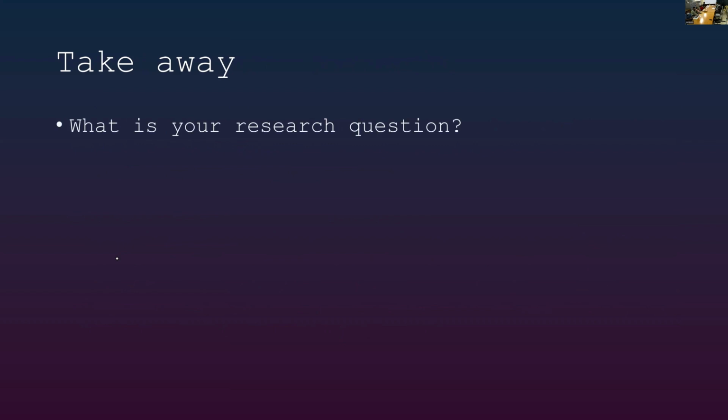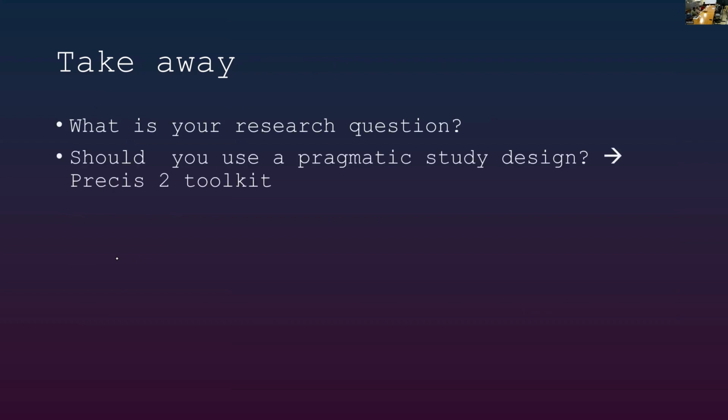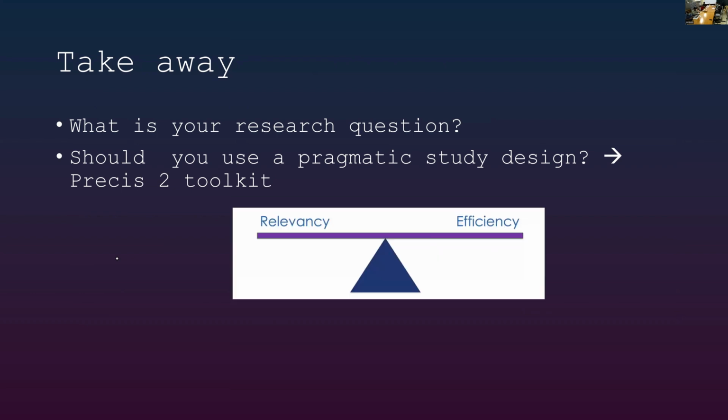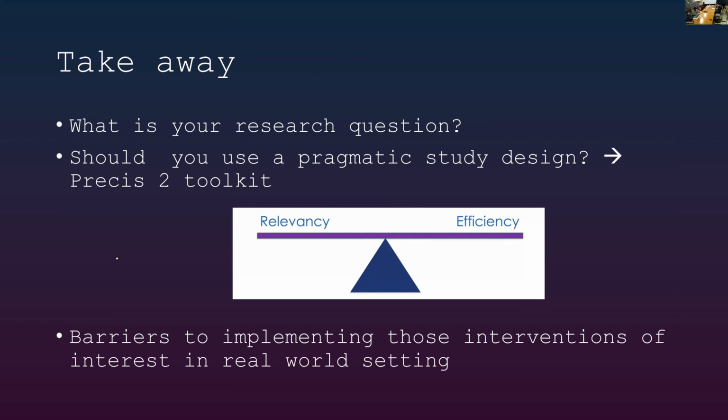So the takeaway points: it depends on what your research question is. Are you looking at whether the intervention is going to work in the ideal scenario or in the real world scenario? Then should you use a pragmatic study design? If so, you can use this PRECIS toolkit to design a trial. In the end, it's always a fine balance between relevancy and efficacy. You have to balance both of the arms. And there are some trials, of course, which will have some elements that are pragmatic, some explanatory. And pragmatic trials will show you the barriers to implementing these resources in the real world setting. Thank you.